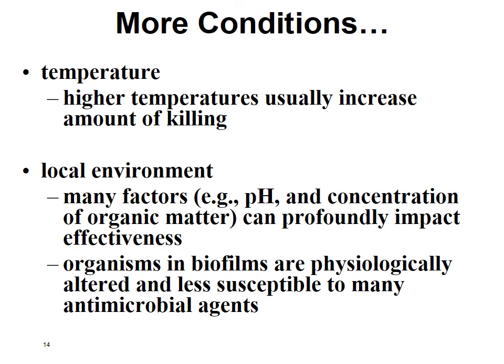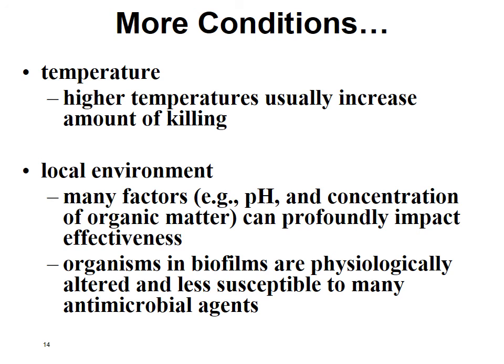The final condition is the local environment. So the population to be controlled is not usually isolated, but surrounded by certain environmental factors that may either offer protection or aid in its destruction. For example, because heat kills more readily at an acidic pH, acidic foods and beverages such as fruits and tomatoes are easier to pasteurise than foods with higher pHs like milk.